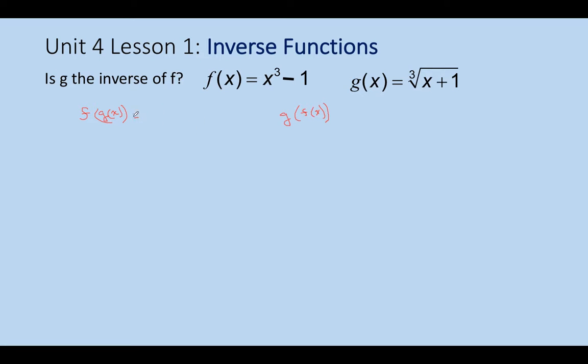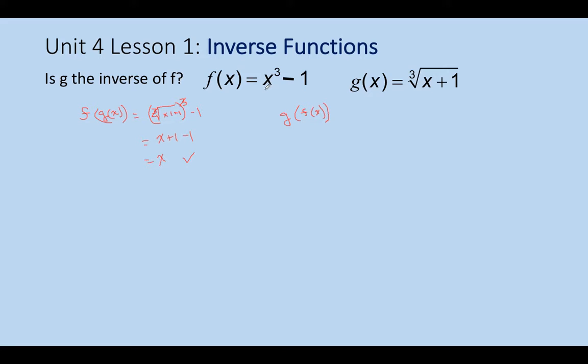So first of all, I'm going to plug G of x in wherever I see x in F of x. So that means I've got the cubed root of x plus 1, cubed, minus 1. Well, the cubed root, cubed, those are going to cancel each other out, and I wind up with x plus 1 minus 1. Well, that's just going to be x. So that works out here, okay, but does it work out here?